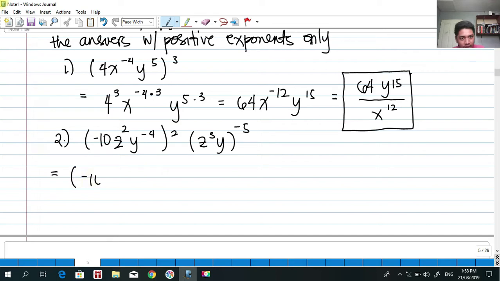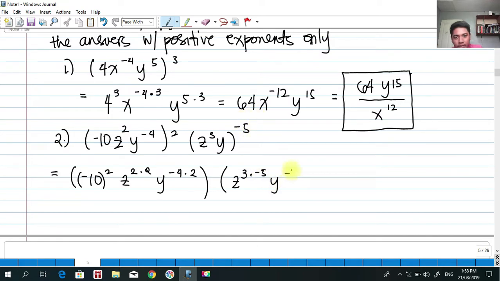So we have negative 10, since this is squared, so negative 10 is squared. So we have z squared. Since this is raised to a certain number, we have to multiply it by 2 again. And y raised to negative 4, multiply it by 2 again. And the other expression, we need to do the same. Z cubed times the negative 5 and y raised to negative 5. Obviously, the exponent of this is 1, so 1 times negative 5 is negative 5. So again, simplify. We have negative 10 squared. Negative 10 times negative 10, that should be 100.